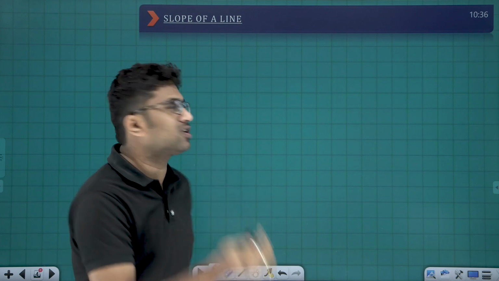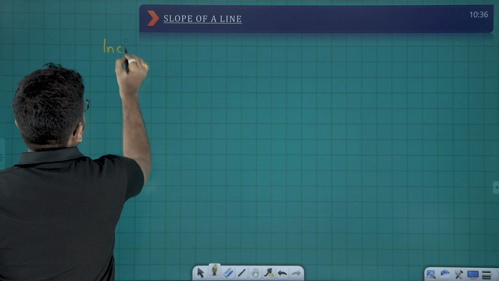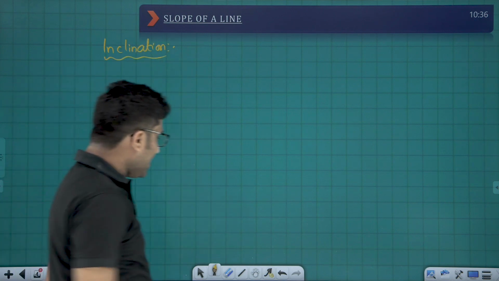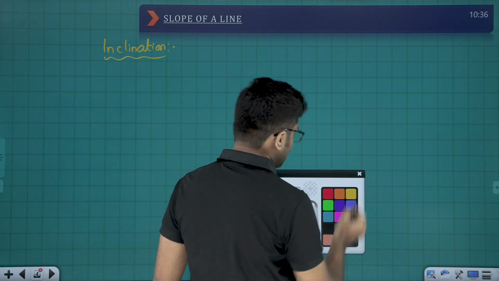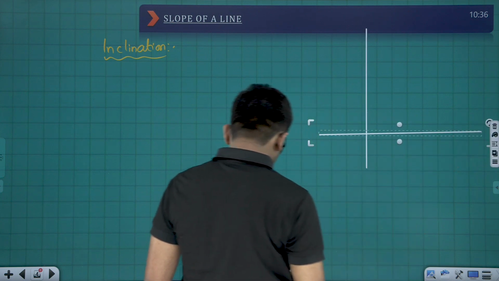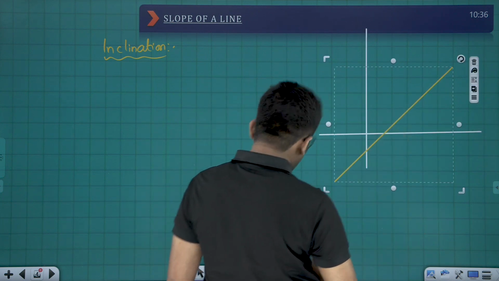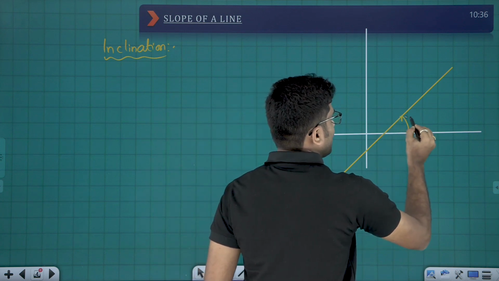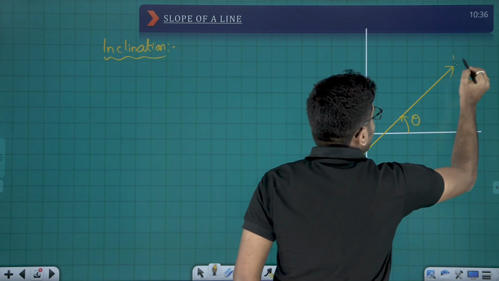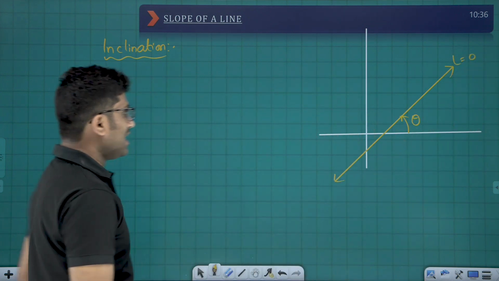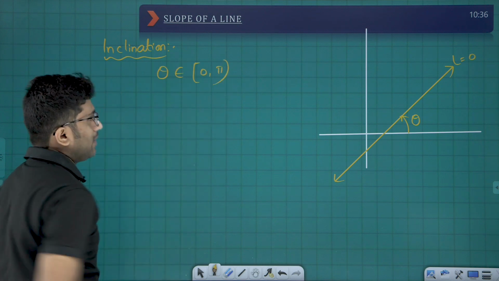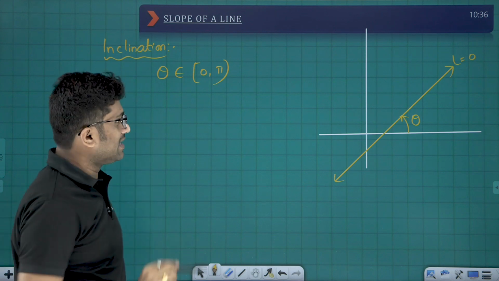In straight lines, the basic terminology that we have is inclination, friends. Inclination means the angle made by a line with the positive direction of x-axis. That's it. The angle made by any line with the positive direction of x-axis. So let's take a line. Positive direction means anti-clockwise direction. So for this line L equals to 0, theta is said to be inclination. Now the range of theta will always be from closed 0 to open pi. That means 0 less than or equals to theta less than pi.